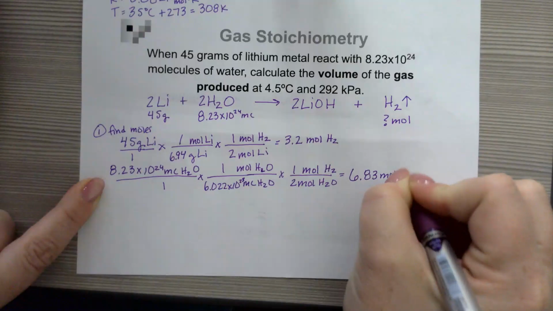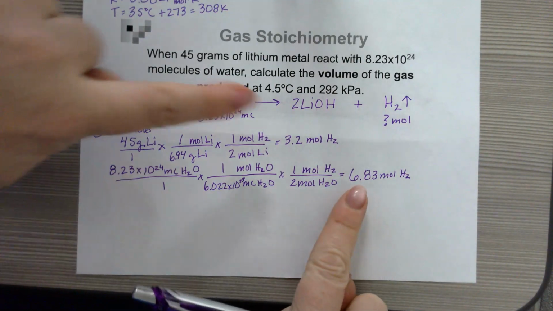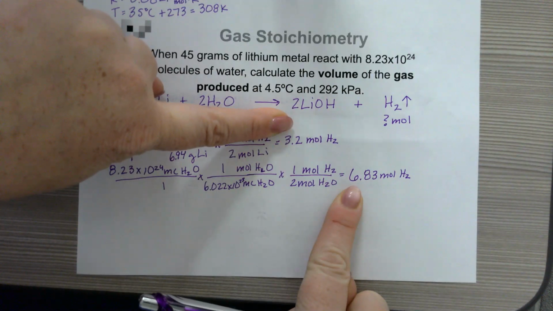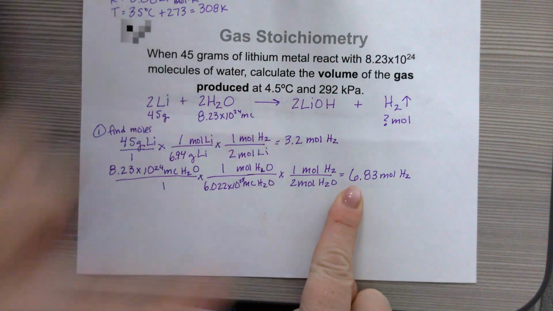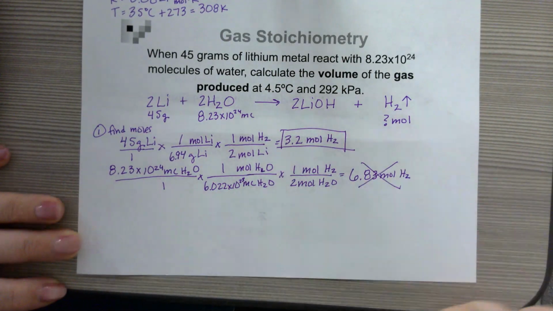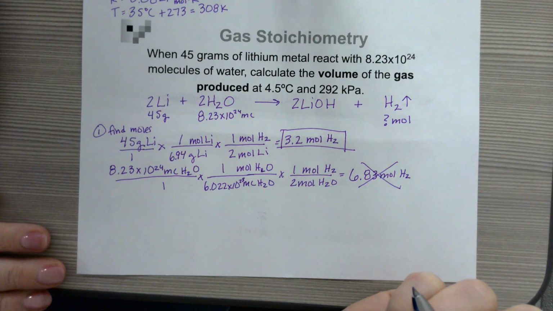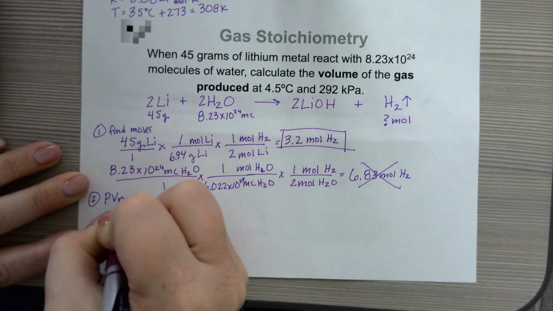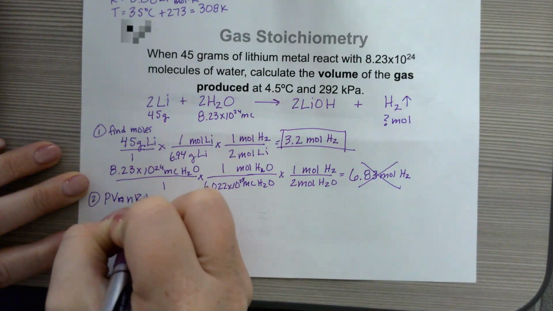of hydrogen. Looking at our two amounts, which one is the correct number of moles of hydrogen? That's going to be the least amount. So it is the 3.2 moles of hydrogen. So there's our moles of gas. Now that we have our moles of gas, now we can use PV equals nRT.